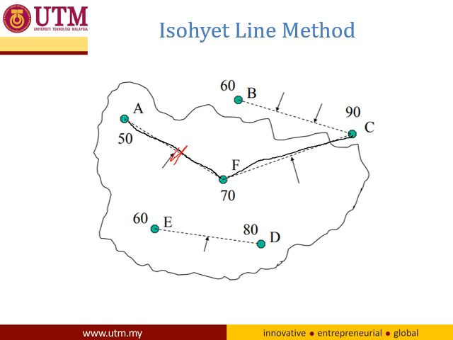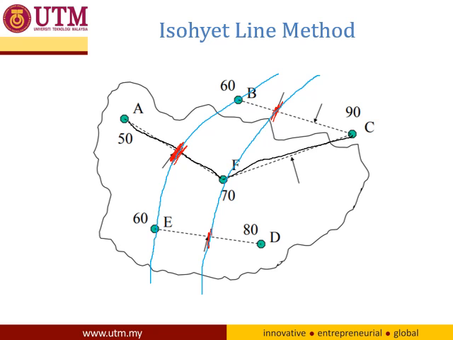So this would be just estimation or interpolation. So this would be 60. So you can connect the 60 Isohyet line. And let's say we want to construct the 70 Isohyet line. So let's say this is 70, and this is 70, and this is 70. So you can construct the 70 millimeter Isohyet line, and so on.